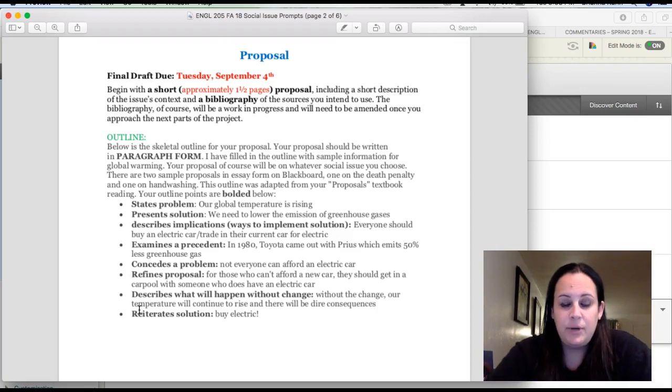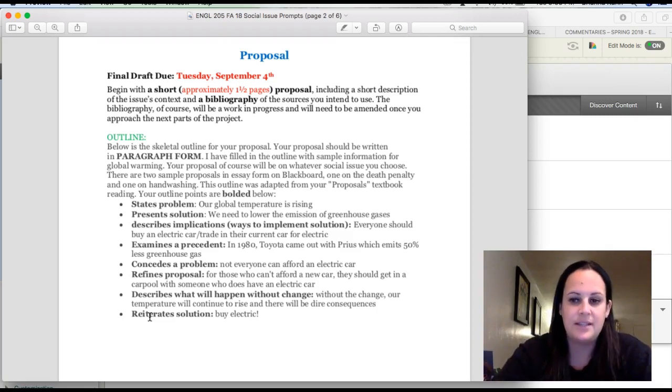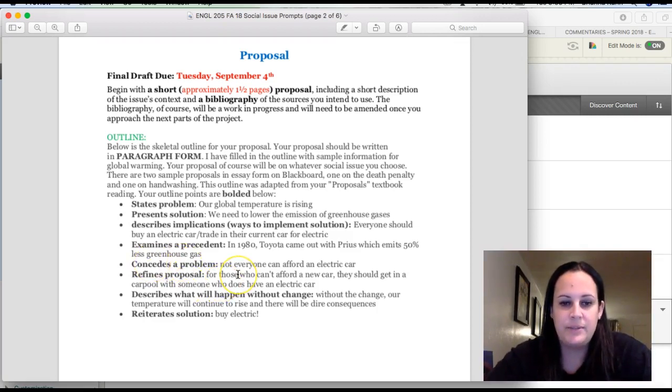And then the precedent. This is a little bit abstract, but it's basically the reason for why your social issue exists. I know that sounds a little bit weird. We use this all the time in court cases. If a plaintiff is arguing to the judge, well, so-and-so ruled yes in the 1980 decision, therefore you have to rule now the same way because that first case set the precedent. It set the standard, it set the example. So for my precedent, I would say in 1980, Toyota came out with Prius, which emits 50% less greenhouse gases. That's one precedent that you can talk about.